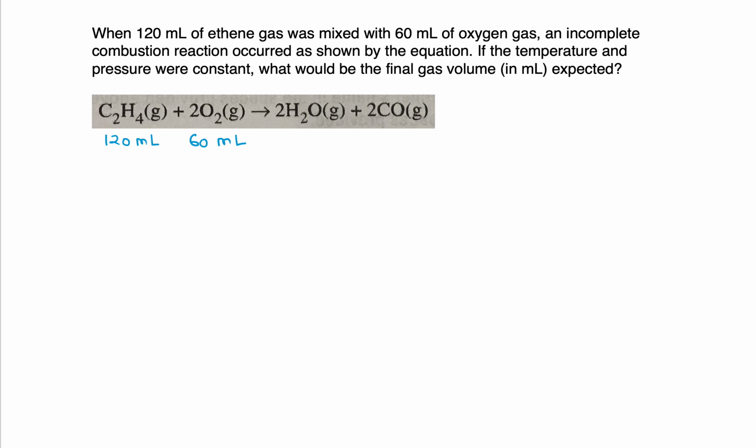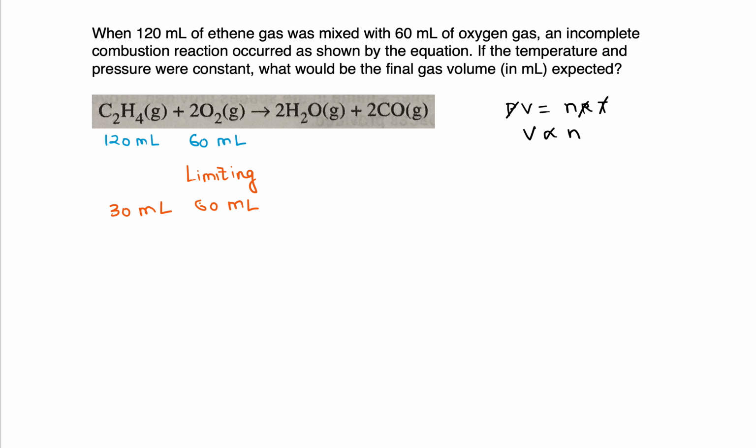So if the temperature and pressure are constant, if you use PV equals nRT, temperature is constant, pressure is constant, R is constant, so volume is directly proportional to mole ratio. So it means if it is 120 ml and it is 60 ml, then oxygen is going to be the limiting reactant. Which means 60 ml of oxygen will need 30 ml of ethene to react with it.